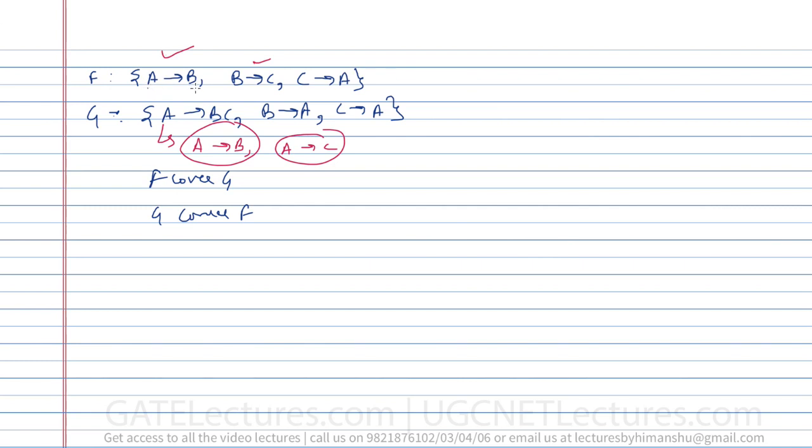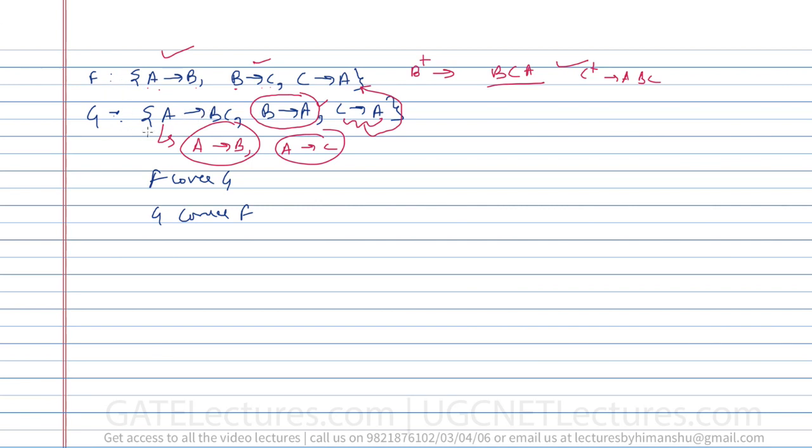Why? Because A can derive B, B can derive C, therefore A can derive C. So this is transitive, and it is also present here. If I ask whether B derives A is present here or not, that means if I take B closure, then I can find B, C, A, therefore this is also covered. And if I take C closure here, then I can identify A, B, C, therefore this is also present here. So you can see G covers F.